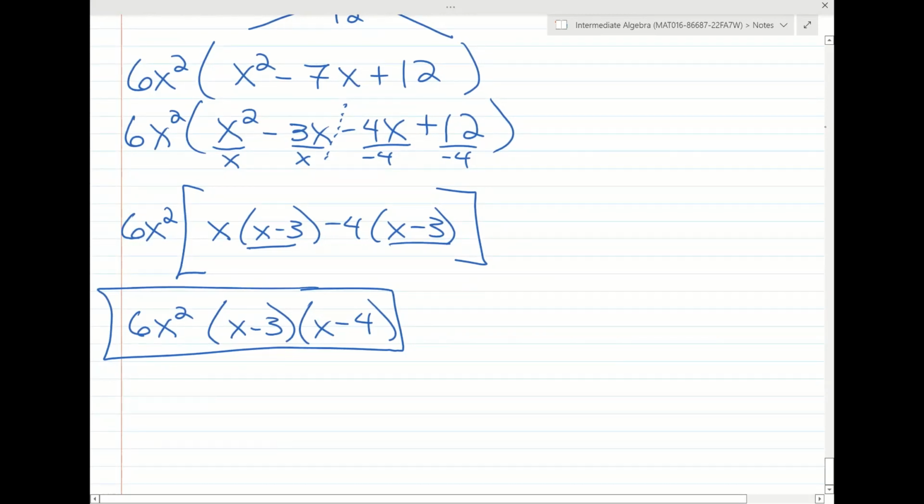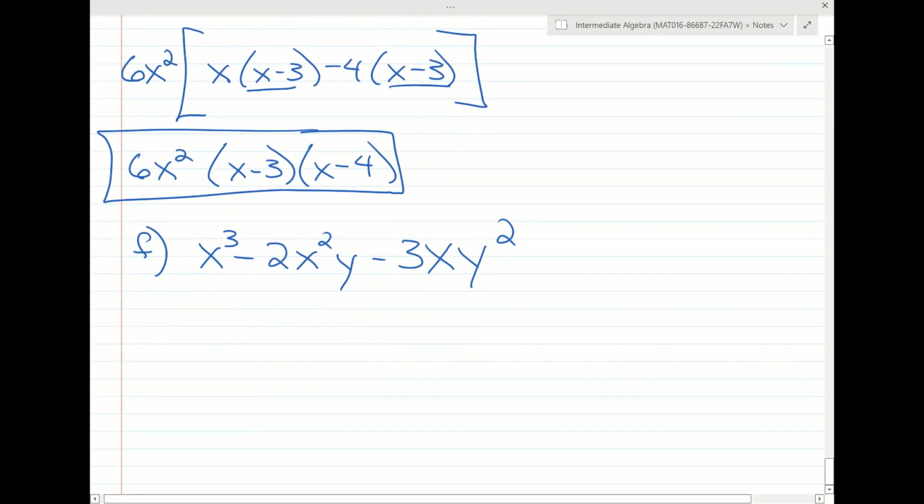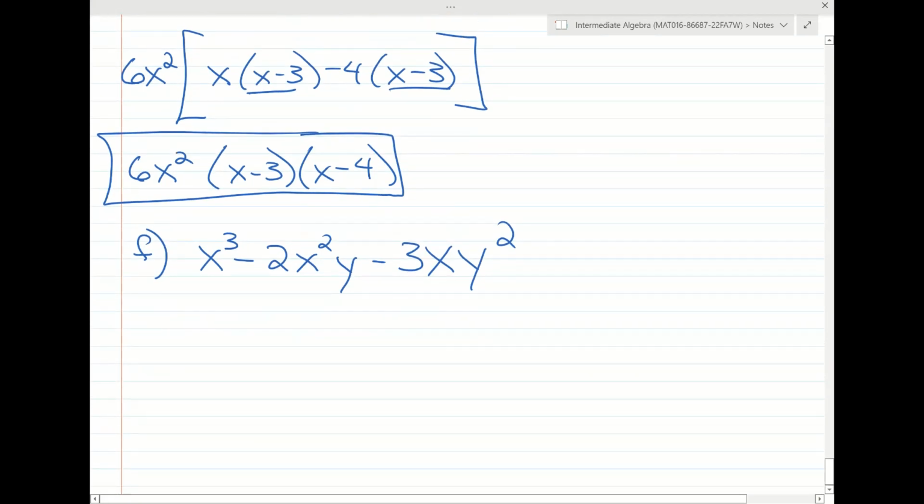How about this? x to the third minus 2x to the second y minus 3x y to the second. In math, one thing that's really important is that you understand the numbers change, but the steps stay the same. So we still have 3 terms here. If there is a GCF, we can take it out of all 3 of them. I can take an x out of all 3.